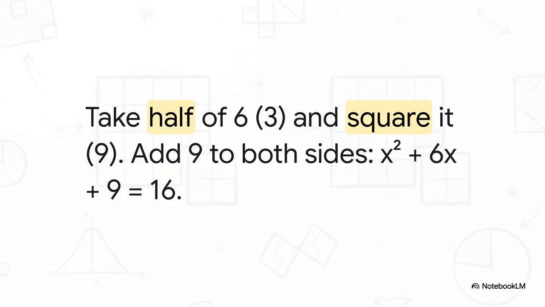We're going to apply those first 2 steps. We look at the number attached to our x, which is 6. We take half of that middle number, giving us 3. Then we square it. 3 times 3 equals 9. Boom! This 9 is our magic number.